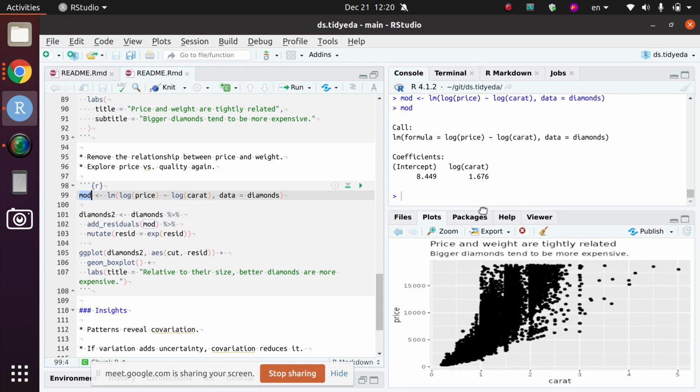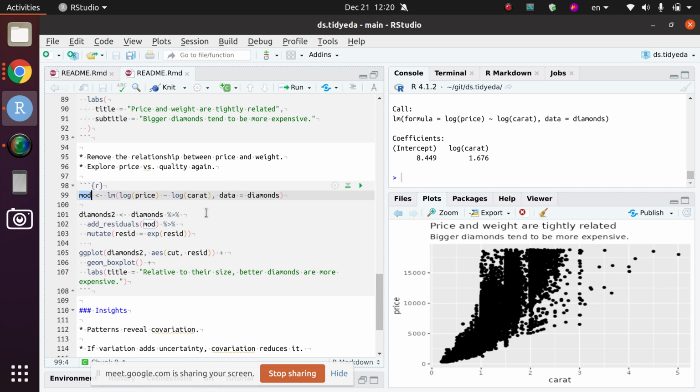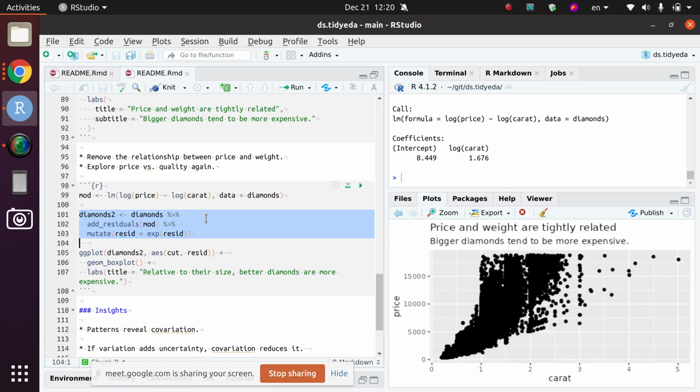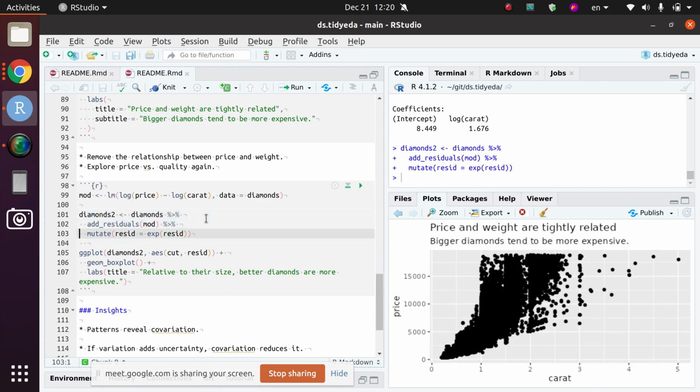Printing a model to the console is not very interesting. It's kind of boring. What we're going to do is what we did with the previous model. We add the residuals, and now we are going to transform the residuals: because we used log to transform the variables x and y, we take the exponential of the residuals, to revert the effect of the transformation.